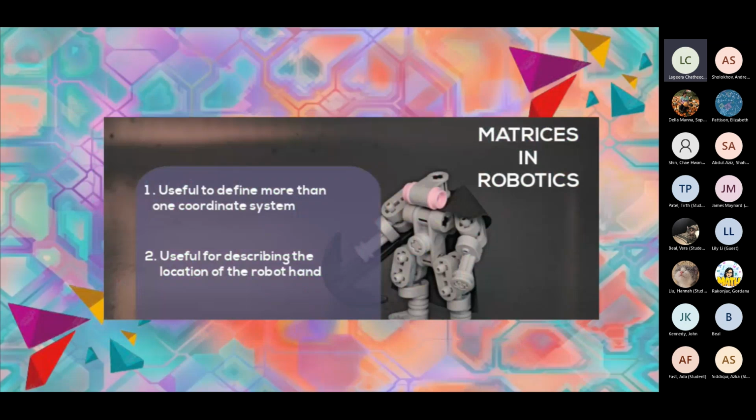And lastly, matrices in robotics. They're useful to define more than one coordinate system, and they're useful for describing the location of a robotic hand. Matrices are really important in most of our calculations, like looking at electricity, math, even in some parts of science. So we do use matrices a lot, and we will use them further on in life.